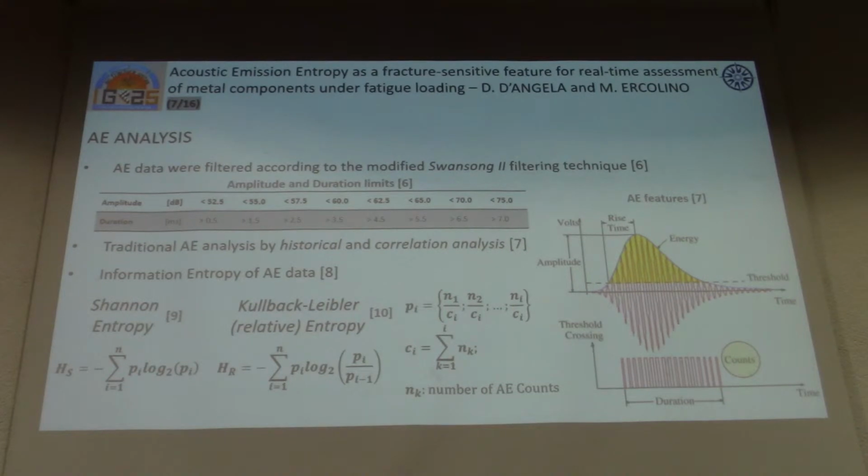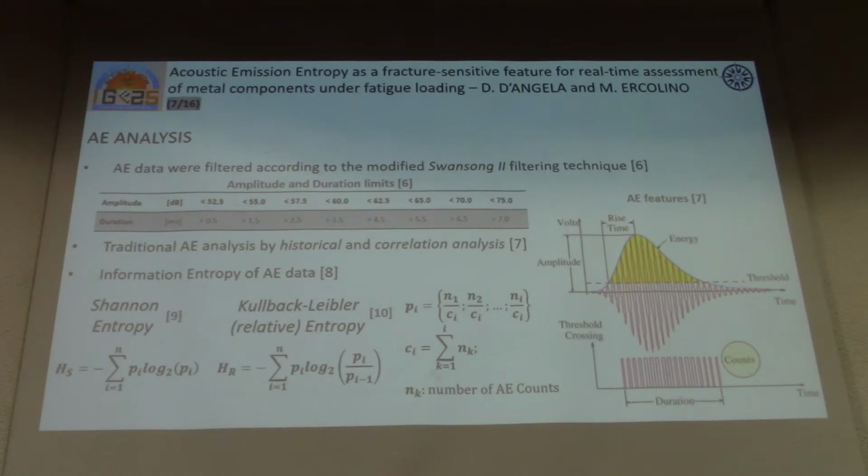For the acoustic emission data analysis, we firstly filtered the data using the Swansong filtering technique and using the limits for amplitude and duration suggested in the literature, that you can see in the figure. Preliminarily, we performed the traditional acoustic emission analysis by historical comparison and correlation analysis, and then we evaluated the information entropy of the acoustic emission data using both formulations: the classical Shannon entropy, using information and statistical mechanics, that you can see on the left, HS in this case, and the relative measure of entropy using the Kullback-Leibler formulation, as you can see.